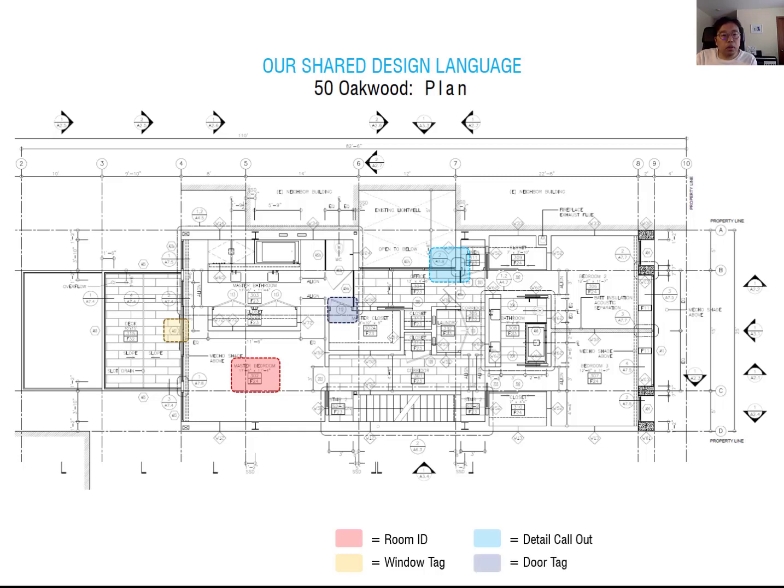The door tag is similar to the window tag. When you follow that, you know about the door type, the lock system, and the lever style. Then you can find out all the information here.